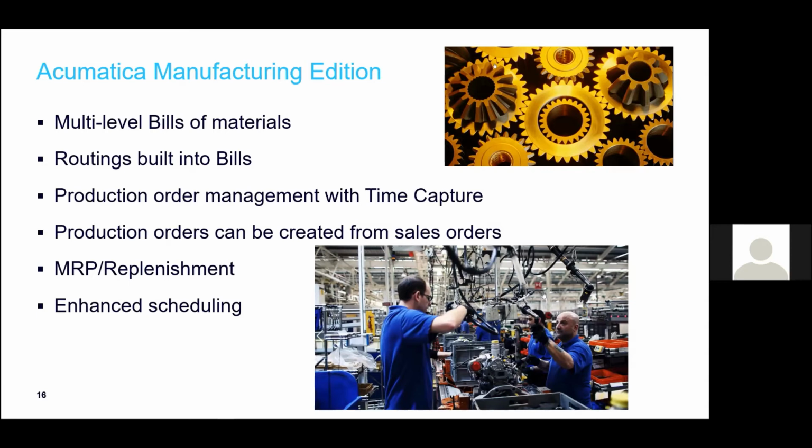The production order system allows you to capture employee time, track and backflush material usage. Production orders can be integrated with sales orders. In other words, if you're a make-to-order company, and you don't want to do production until the customer's order is placed, you can spawn and create a production order from a sales order. It comes with an MRP replenishment system so that you can generate MRP and the system will time phase supply and demand and tell you when you've got to buy stuff in order to meet demand. And it's got enhanced production scheduling as well.